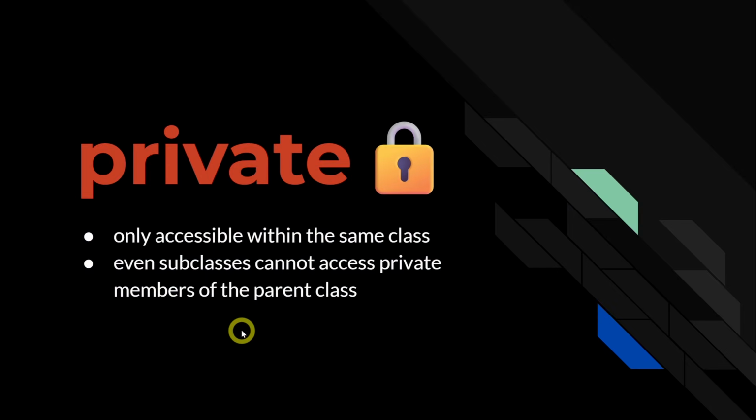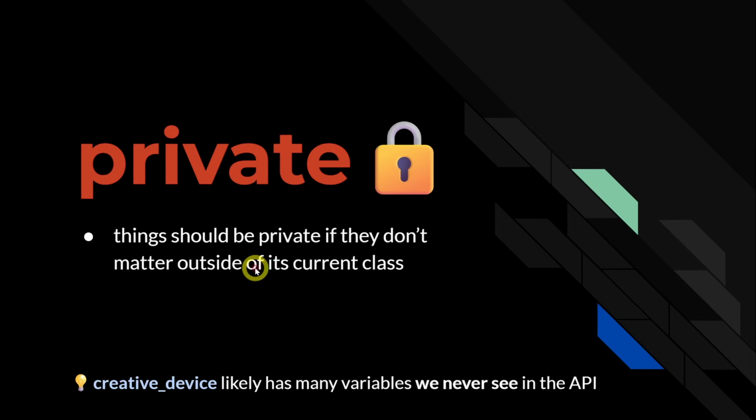Private, this is the other key one that we will be talking about. And private means it's only accessible within the same class. Even subclasses can't access private members of the parent class, okay? So it's specifically to that class. Things should be private if they don't matter outside of their current class, okay?